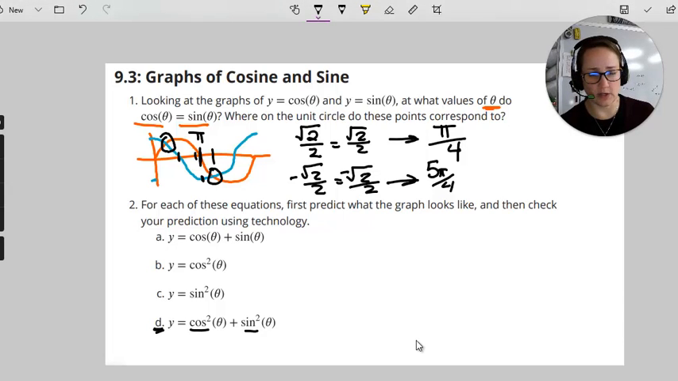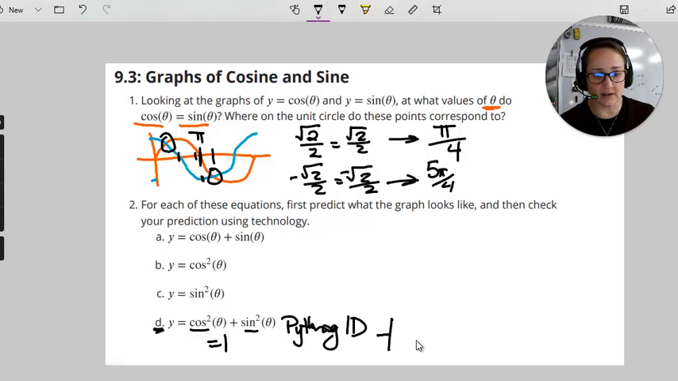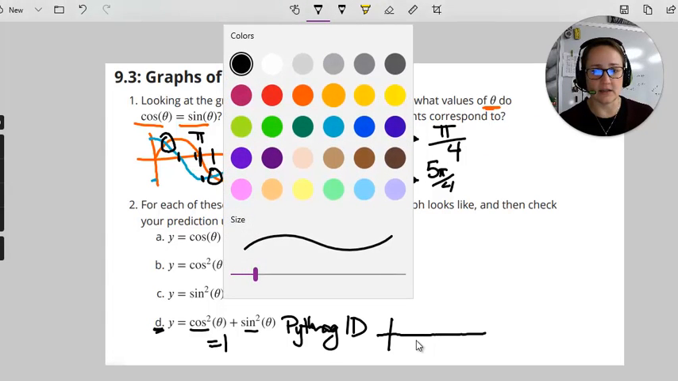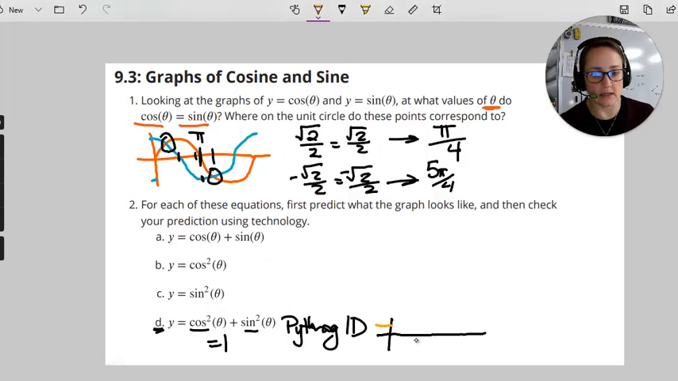Cosine squared plus sine squared. No matter what's going on there, cosine squared plus sine squared, this is that Pythagorean identity. And so cosine squared plus sine squared should always equal 1. So when we add these two together, I predict that our graph is going to look a little something like this. Just a horizontal line at 1.